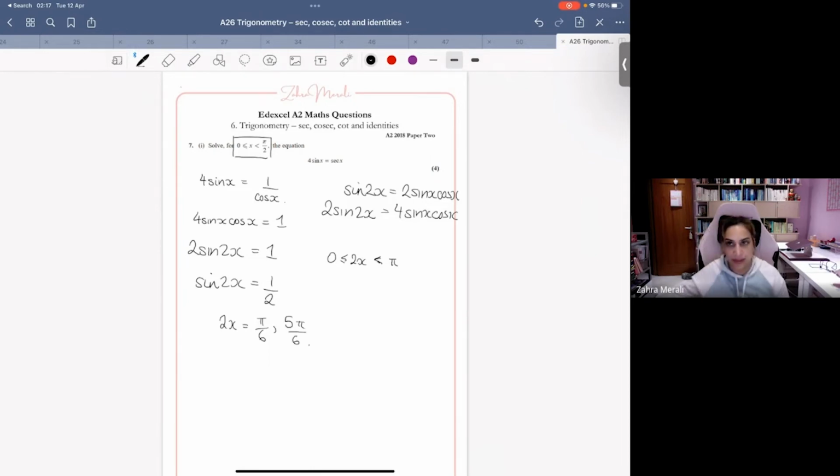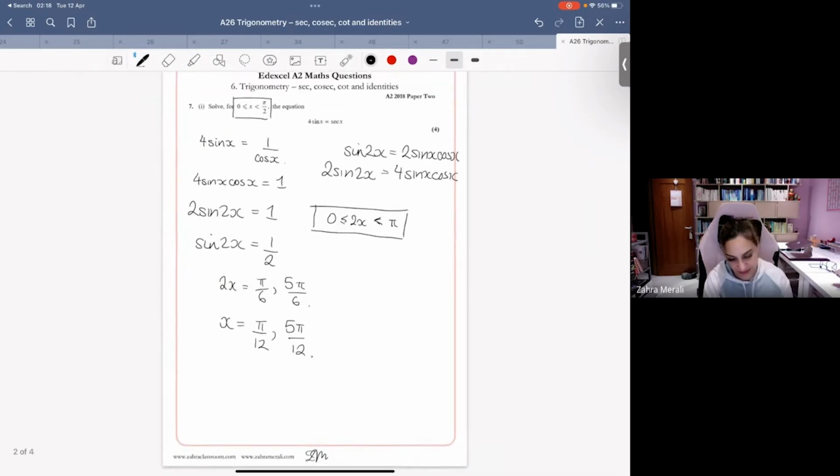I now know for each of those numbers, I can add and I can subtract 360, so 2 pi. However, my range is only one cycle. It's only going up to 180. It's not even a whole cycle till 360. So we're going to stop there. And we are going to divide by 2. And we'll get 5 pi over 12. And that's how you do that question. Right, let's have a look at the next one.